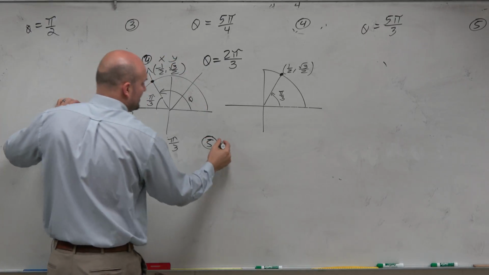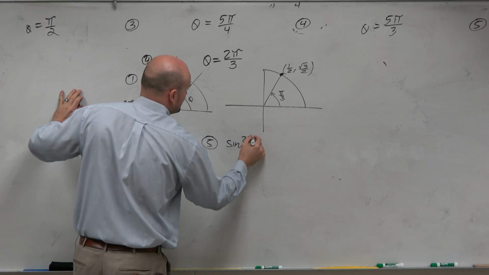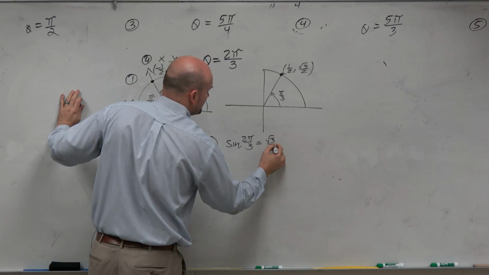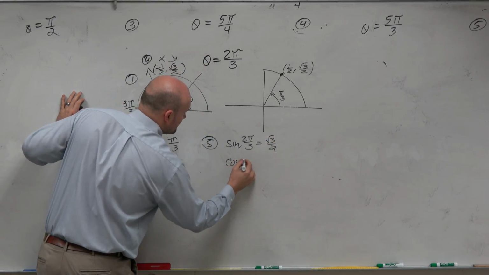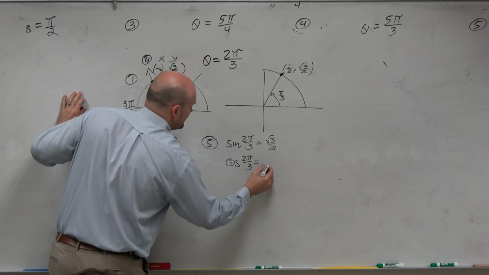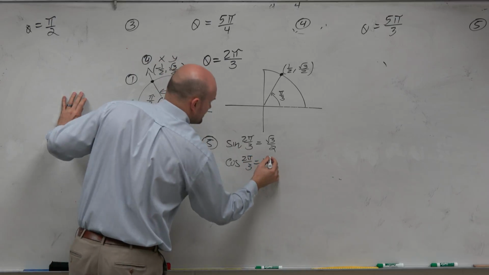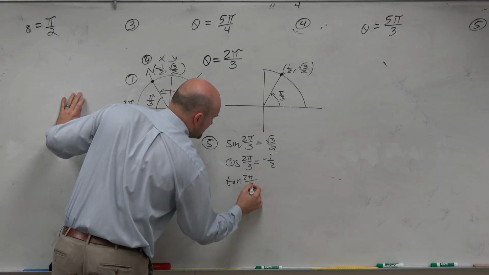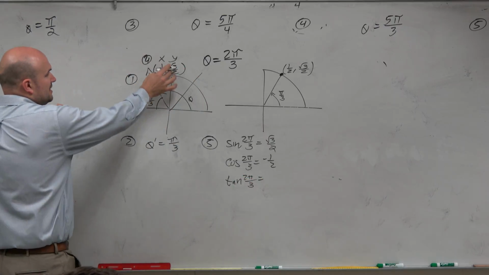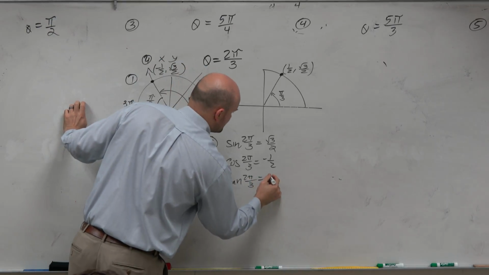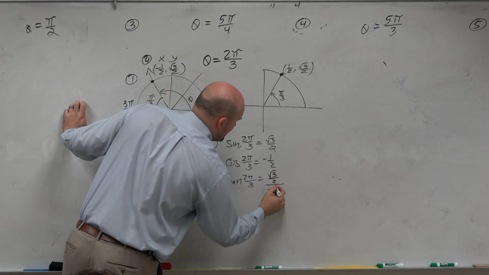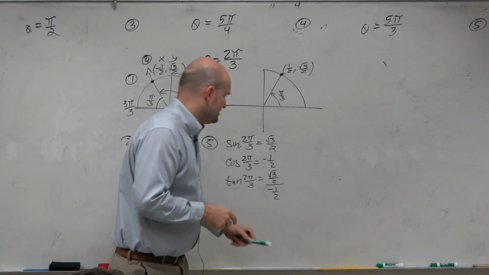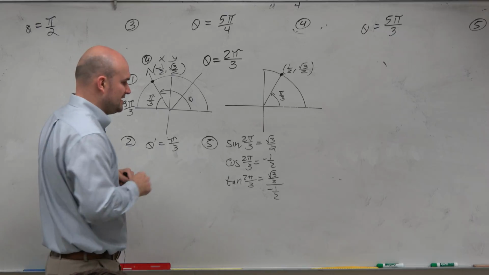For number 5, the sine of 2 pi over 3 is equal to the y coordinate, which is square root of 3 over 2. The cosine of 2 pi over 3 is equal to the x coordinate, which is negative 1/2. Then the tangent, which is not fun at first, but you'll notice these keep repeating themselves, is y over x. So it's square root of 3 over 2 divided by negative 1/2. I'll do this the long way first so you can see what the answer would be, but you can start simplifying from there.